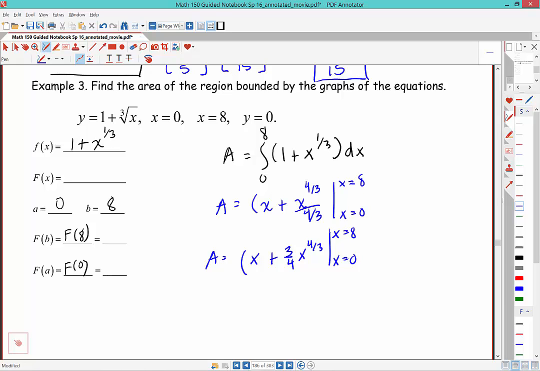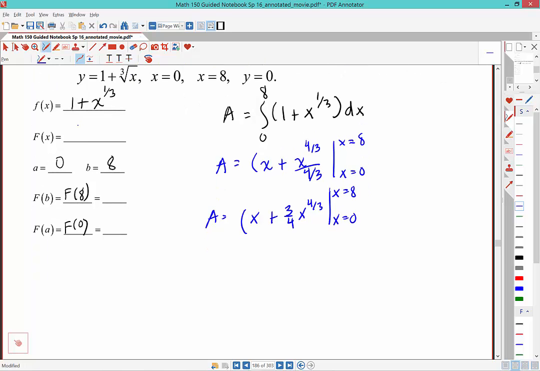So our antiderivative was x plus 3/4 times x to the 4/3. And continuing, we will have 8 plus 3/4 times, so remember it's power over root, so this is really going to be times the cube root of 8 raised to the 4th. And then our lower limit of integration, you're probably going to see that it'll zero out, but I'll write out what we're plugging in here.